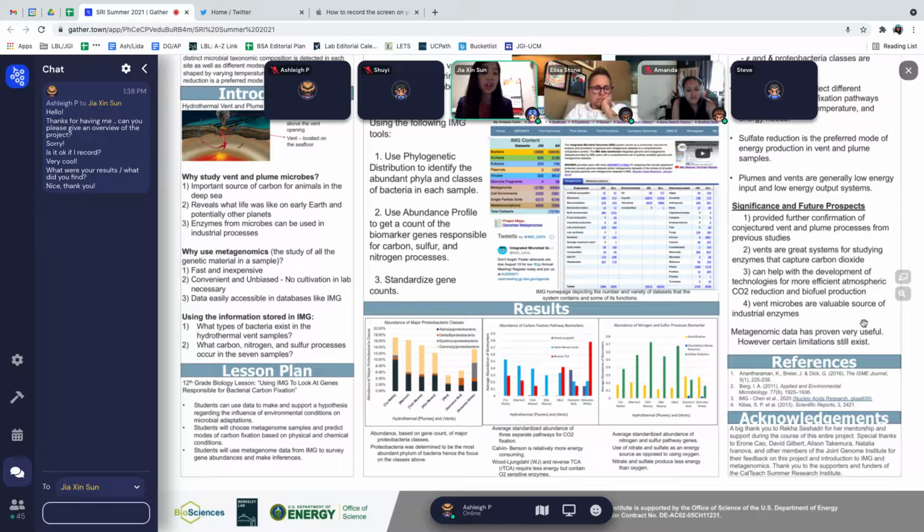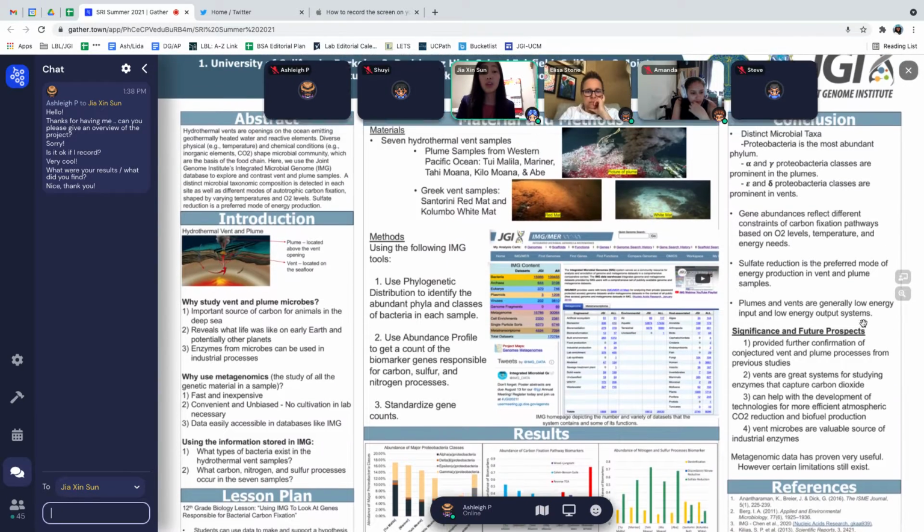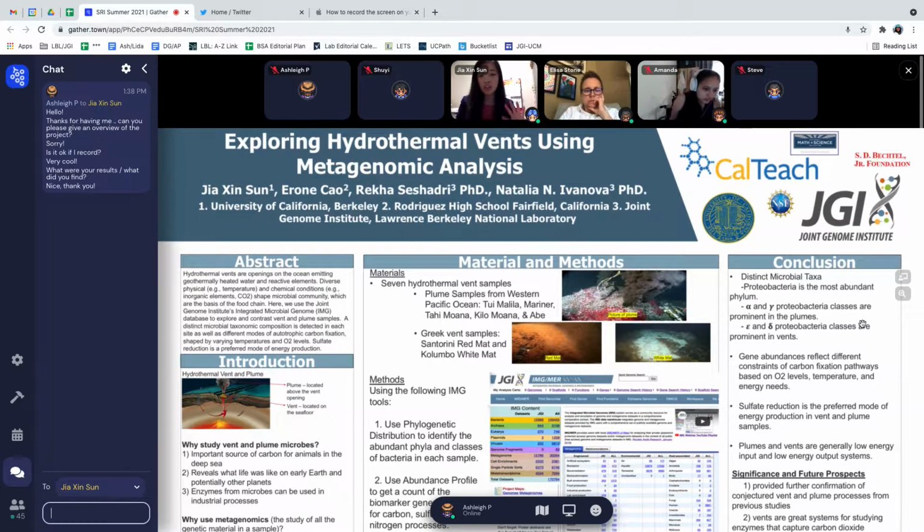These microbes are of interest because they are an important source of carbon for deep ocean animals, and they possibly reveal what life on early Earth and even other planets was like. The enzymes from these microbes can also have industrial uses. Because these environments are so extreme and so deep in the ocean, we normally wouldn't be able to reach them, so studying them is a challenge. But that challenge can be solved using metagenomics, which is the study of all the genetic materials in a sample.